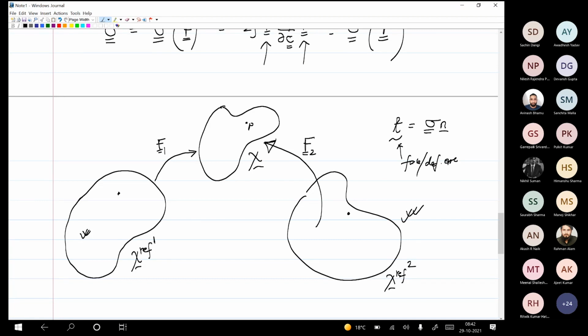So you see in this formula everything is current. There is no information of the reference configuration in this formula. Traction and n, they are all current. So therefore sigma should also be current. Sigma should also depend just on the current configuration. So that's why sigma is also called true stress. It is independent of what reference configuration you choose.